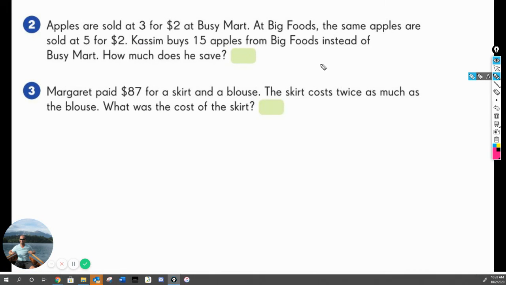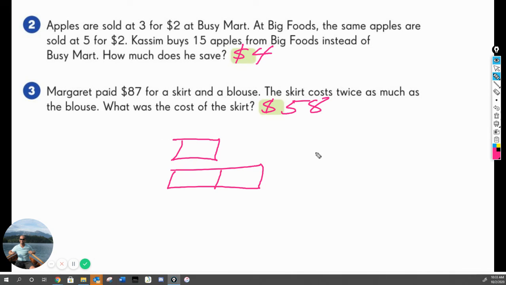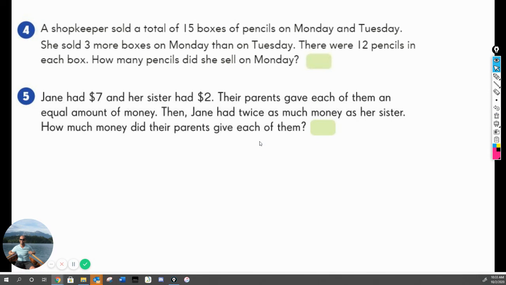Okay, apples. Always pause, solve. Oh, this is a great bar model problem. 87 total for a skirt and a blouse. The skirt cost twice as much as the blouse. What was the cost of the skirt? 87 divided by 3 is 29, for a total of 58. Boom, look at that. I showed you that one. Feeling generous. 4 and 5, $183.